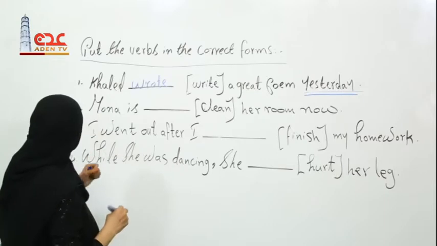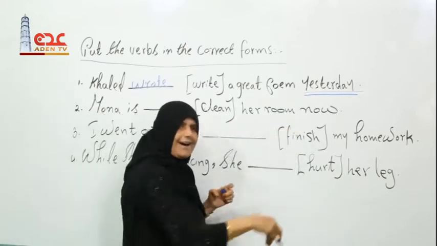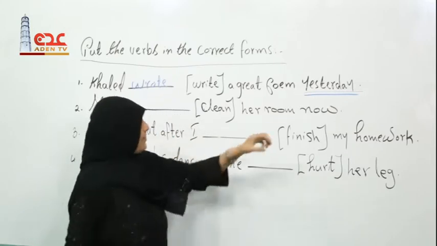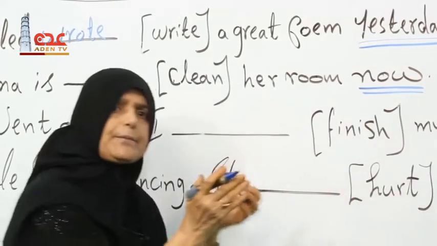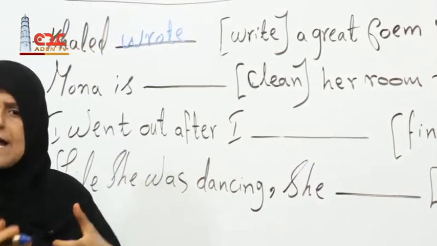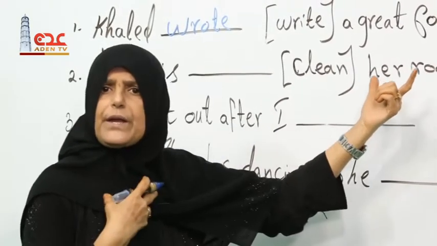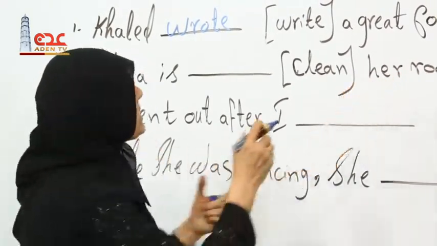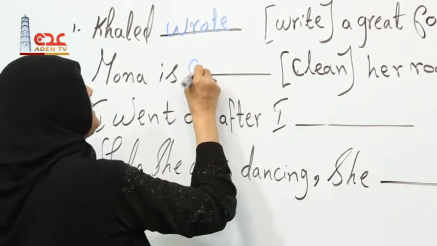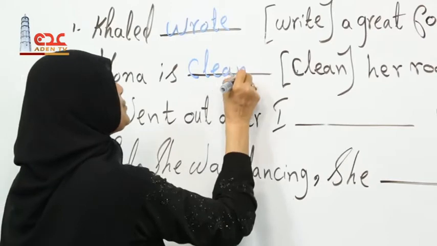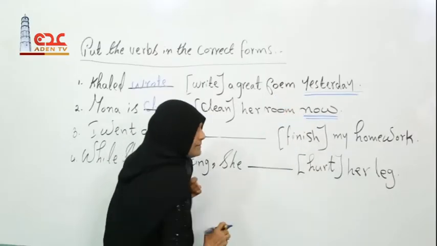Now, number 2, Muna is space clean her room now. Don't forget the word now: we change the verb into the present continuous. I'm talking now. Like, what are you doing now? You are following me, you are listening to me. So in this case, Muna is cleaning. Don't forget, please, how to change the verb according to the sentence.